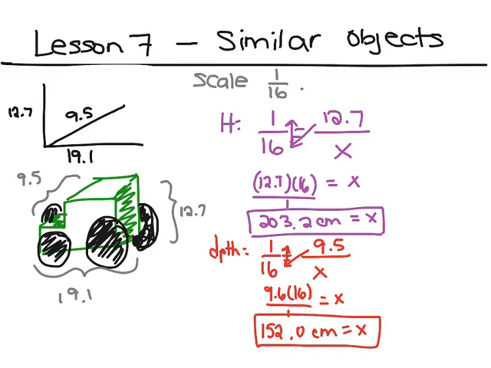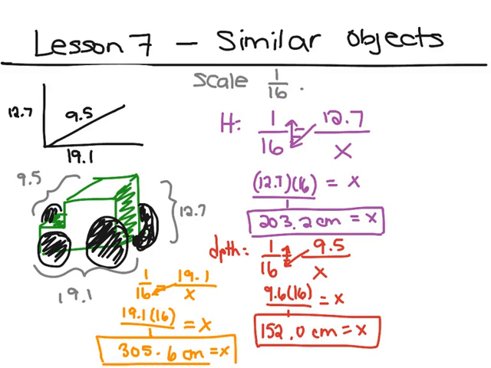And the last is we want to find the width, so we have 1 over 16 is equal to 19.1 over x. Cross multiply, so 19.1 times 16 divided by 1 equals x, and you should get 305.6 centimeters. So there are all the new lengths. The dimensions of the actual tractor are these three lengths, 203.2 by 152 by 305.6.